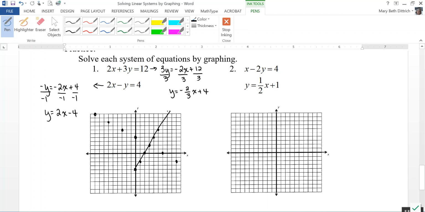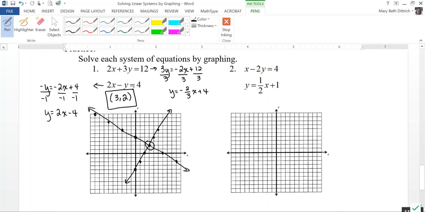And I can go ahead and draw my lines. And I see that they intersect at this point right here, which is the ordered pair 3, 2. So that is my one solution to this system, which I discovered by graphing.